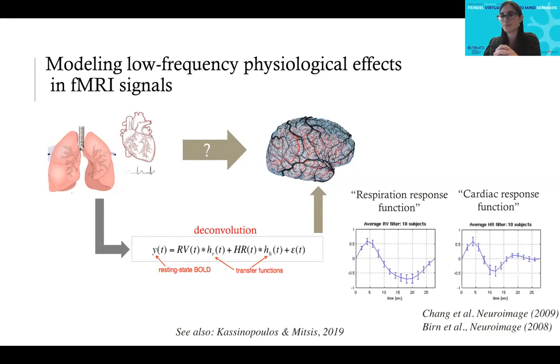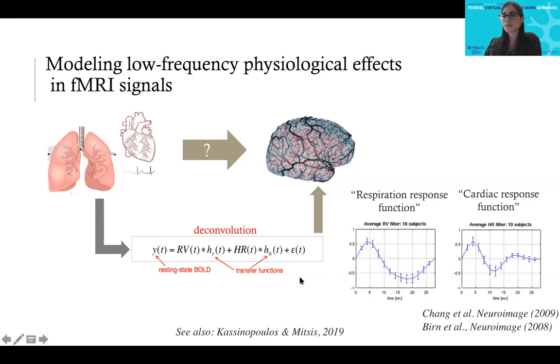And so this was some of our work on this. And there's actually some really nice recent work from a group at MNI using a much larger set of subjects from the HCP data, looking at getting more robust transfer functions and looking more deeply at how these vary across participants, for example.